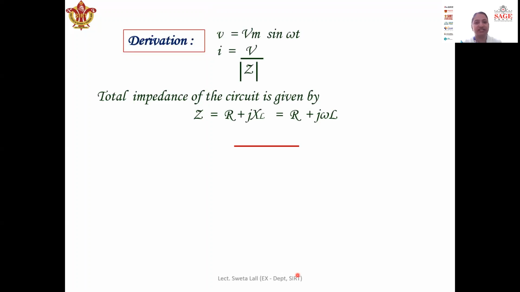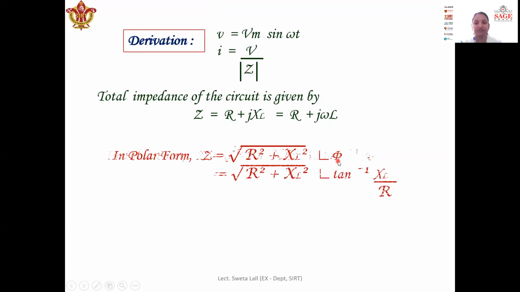Right, so this is the derivation for power calculation. We already know that V is equal to Vm sin omega t, and I is equal to V by Z. We can write it like this because V is equal to I into Z. The total impedance of the circuit is given by Z is equal to R plus j XL, and XL can be written as omega L, so R plus j omega L. In polar form, Z is equal to under root of R square plus XL square, angle tan inverse XL by R, as we know that tan phi was XL by R, so phi is equal to tan inverse XL by R.